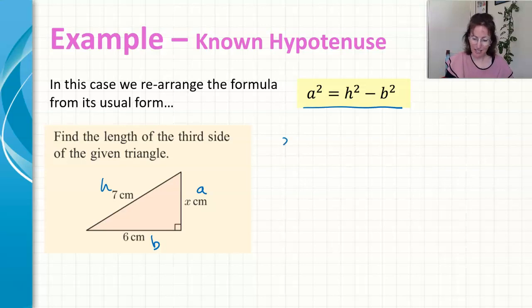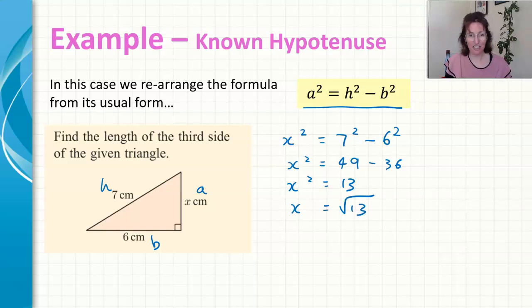A squared, instead of an a, we've got an x, equal to the hypotenuse, so that's 7 squared, subtract the side b, 6 squared. Now let's work these out. It's good to line up your equals and keep writing x squared on the left. So what have we got there? We've got 49 minus 36, which gives us 13. And then we undo the square, which means we do the square root. And so we have the square root of 13.